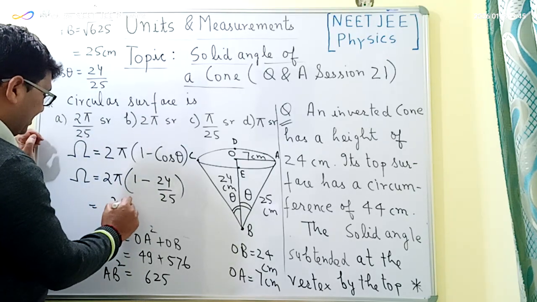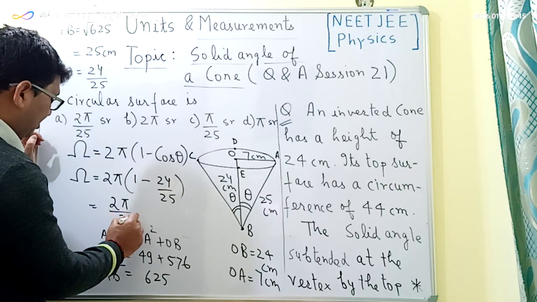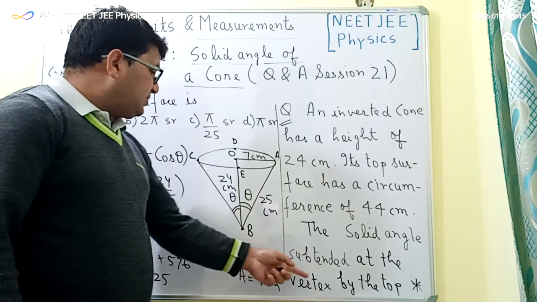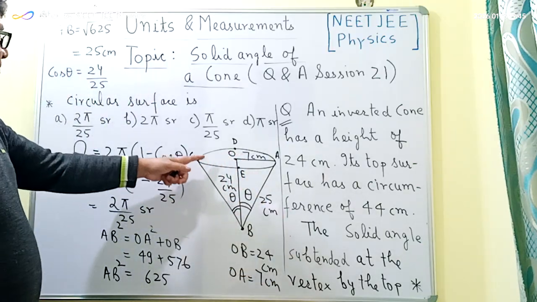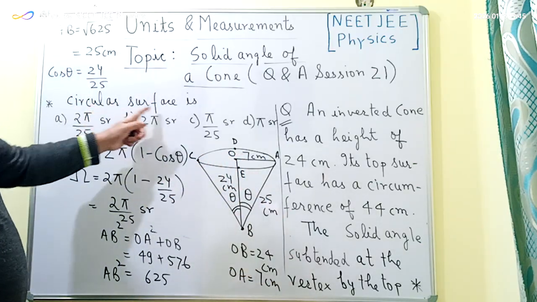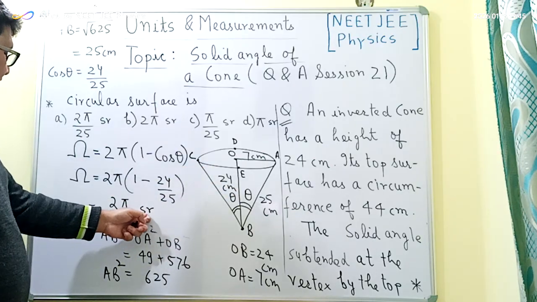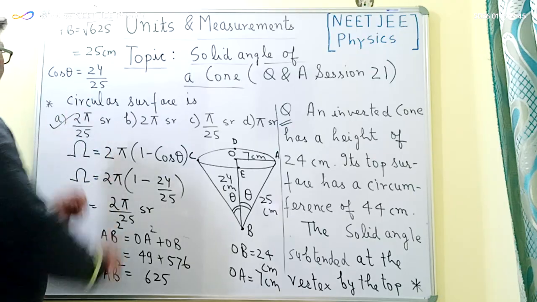Finally I am getting the answer as 2 pi upon 25 SR. So the solid angle subtended at the vertex by the top circular surface of this inverted cone is equal to 2 pi upon 25 steradian. So the correct option here is A.